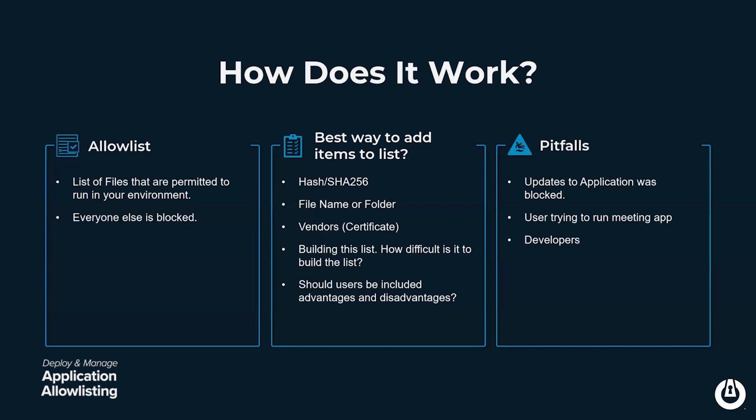The next way is you can use a path. You can use the certificate. The disadvantage of a path is, if the file changes, someone puts something in that path, they change the file, they can run that bad file in that location. And the certificate, the disadvantage is you're allowing the entire company. There are places where certificate is valid.